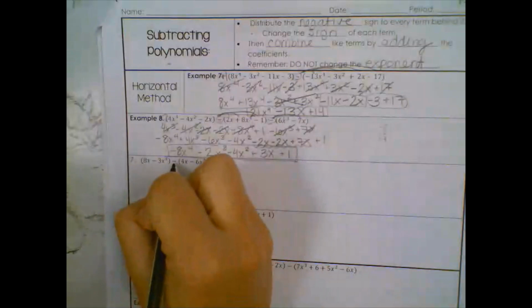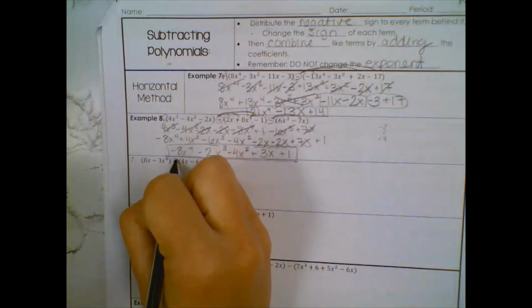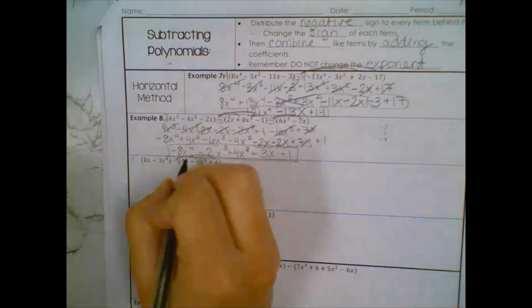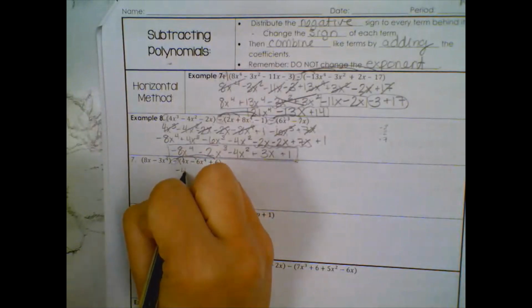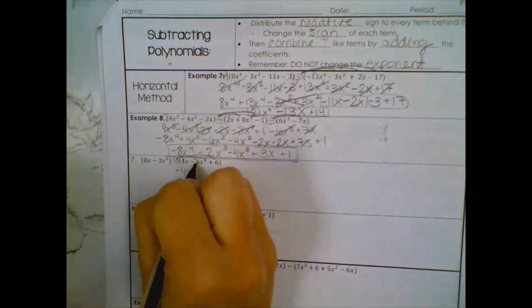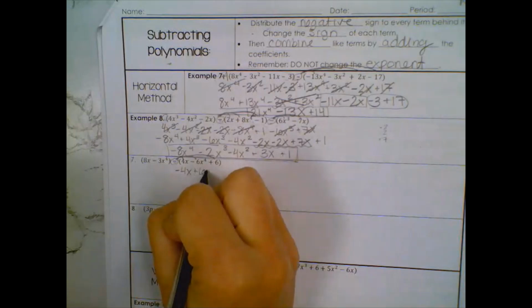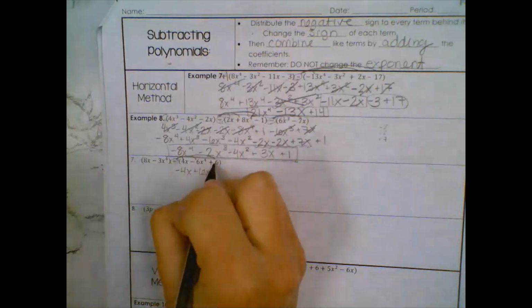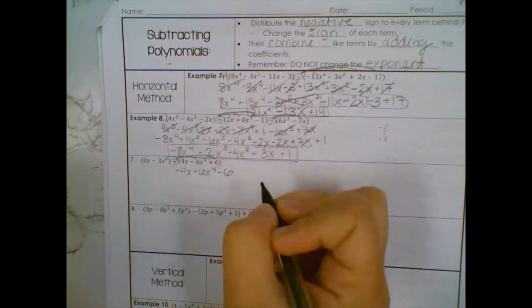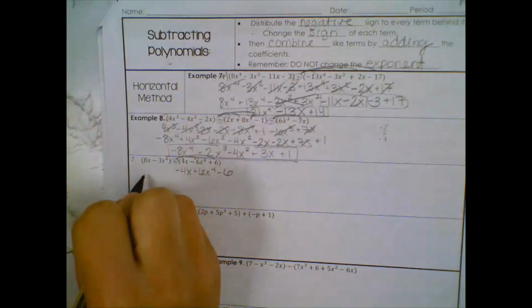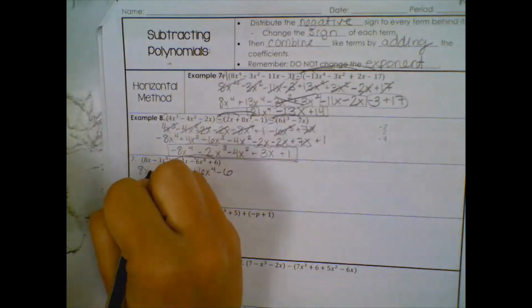So go ahead and pause, try number 7. Okay, so this negative here needs to be distributed. So negative times positive is a negative 4x. Negative times negative is a positive 6x to the fourth. Negative times positive, negative 6. This had nothing in front, so it comes down as is, 8x minus 3x to the fourth.